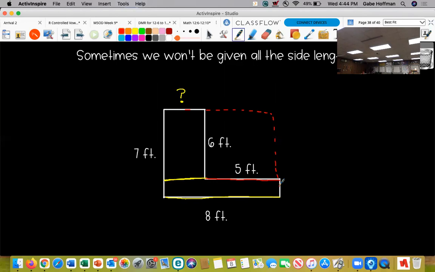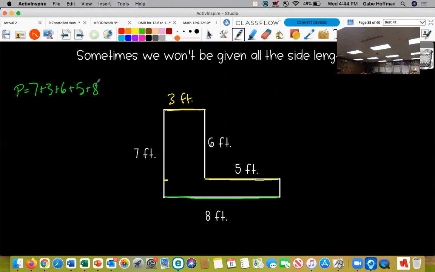So I have to say 3 up here, 3 plus my 5 would give me 8. So I know that missing side length is 3 feet. Right up here is 3 feet. And like I said, I know that because 3 feet right here plus the 5 feet down here equals the 8 feet at the bottom. So now I'm ready to do perimeter. On this one, I'm going to say perimeter equals 7 plus 3 plus 6 plus 5 plus 8.